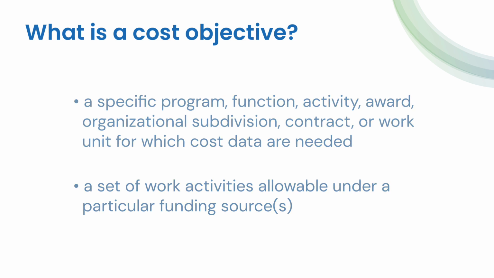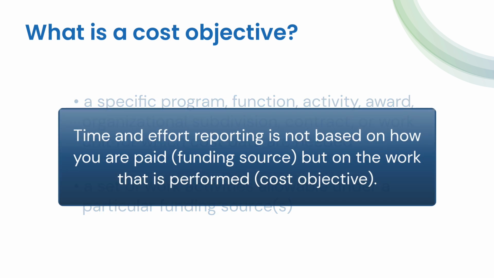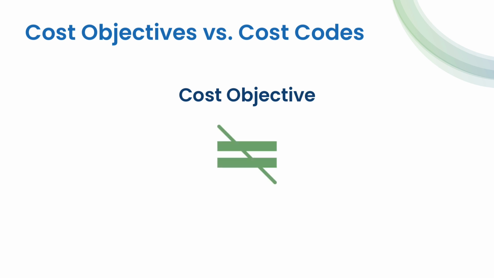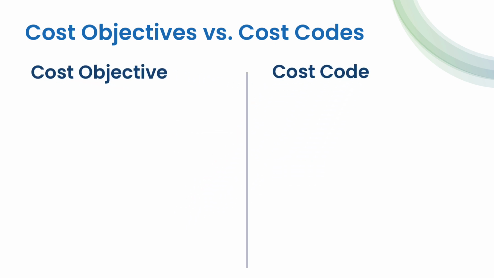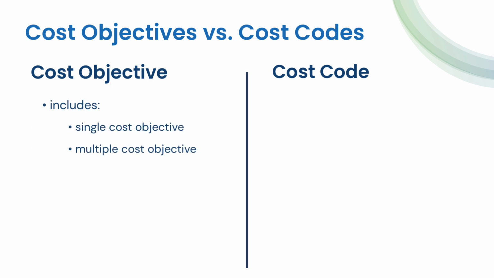It is important to note that time and effort reporting is not based on how you are paid or your funding source, but on the work that is performed, or the cost objective. A cost objective is not the same as a cost code. Cost objectives include two types of objectives: a single cost objective or multiple cost objective.